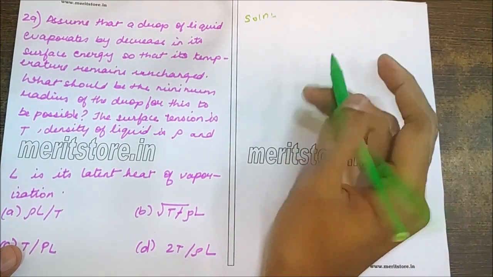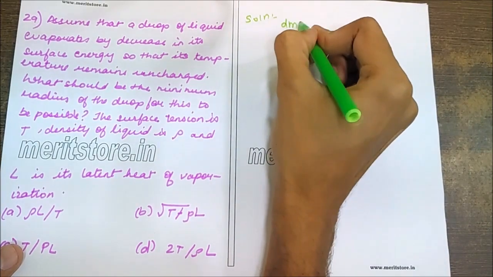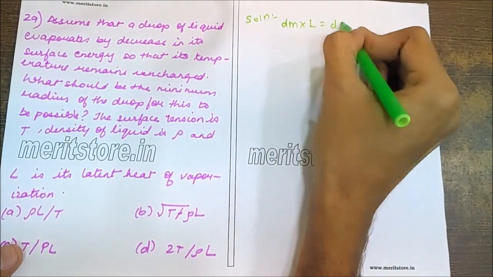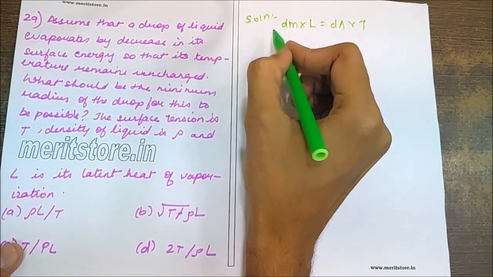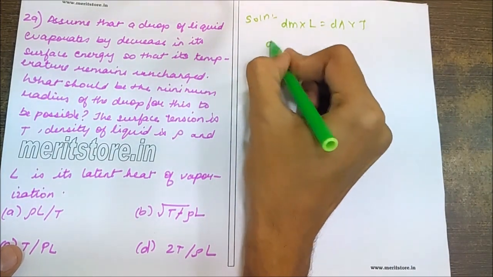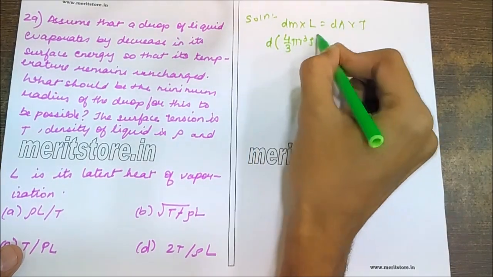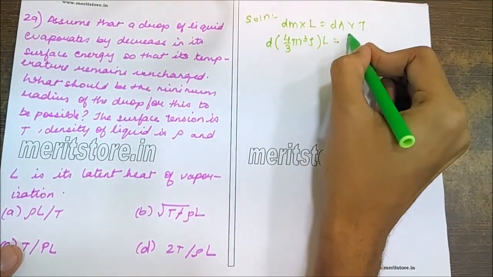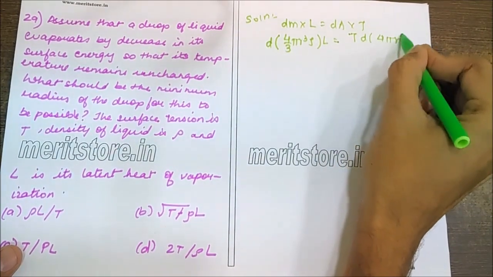Since the temperature here is constant, the decrease in the surface energy is equivalent to its latent heat. So therefore we have the change in the mass multiplied by the latent heat is equal to the surface tension multiplied by the change in area. The mass is 4 upon 3 pi r cube rho, into the latent heat, is equal to T into dA, where the area is 4 pi r square.